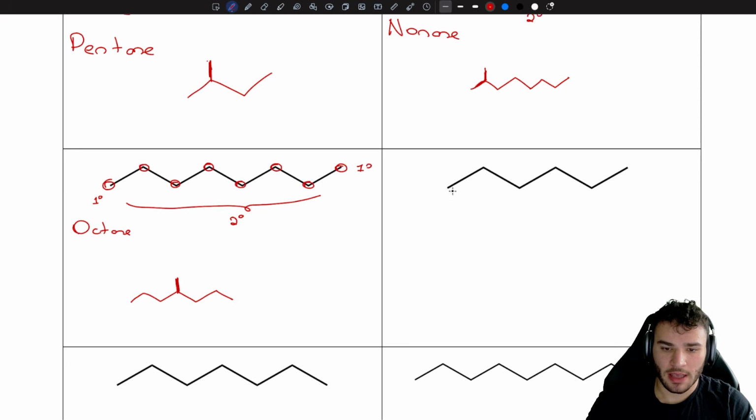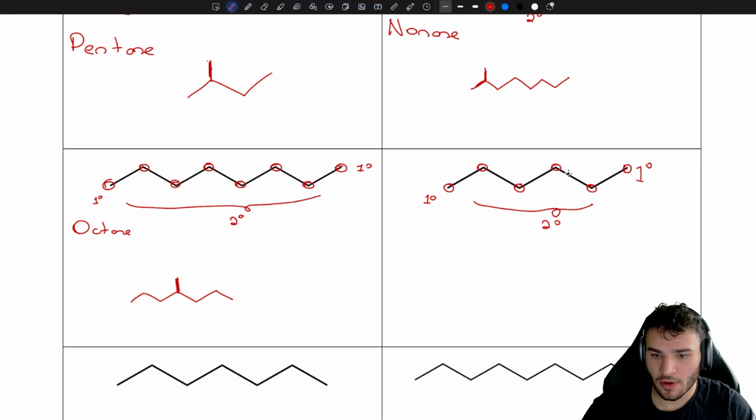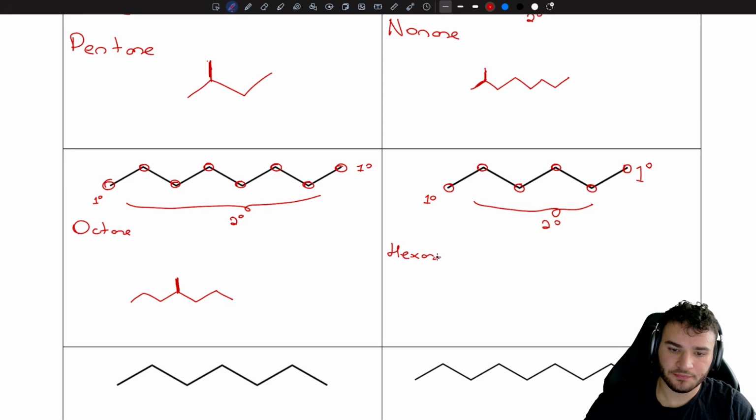The next molecule, I count 1, 2, 3, 4, 5, 6 carbons. And so this one is going to be primary. All of the ones in the middle are going to be secondary. And this one at the end will also be primary. And 6 carbons corresponds to the name hexane.